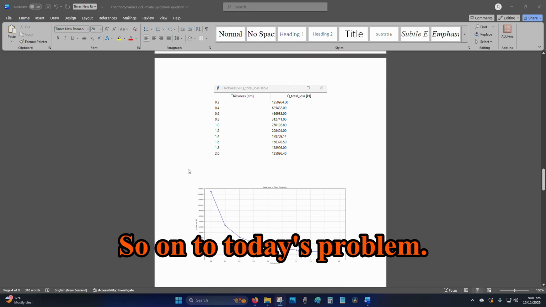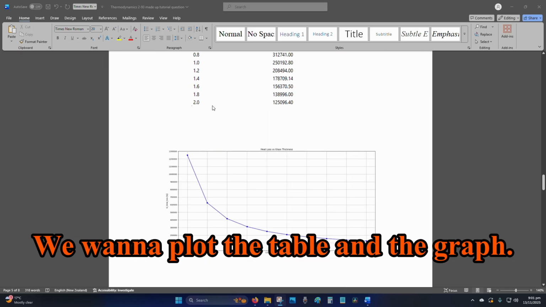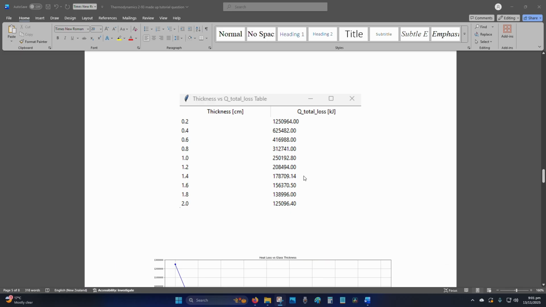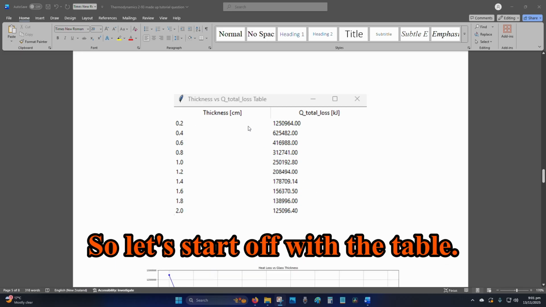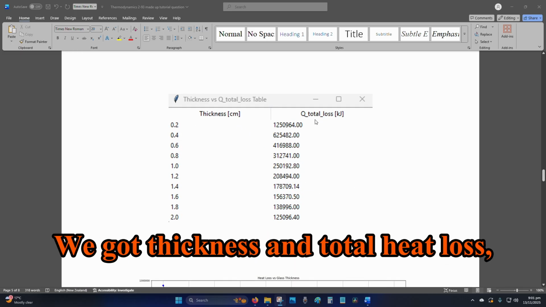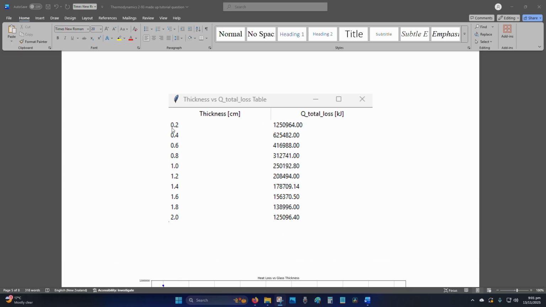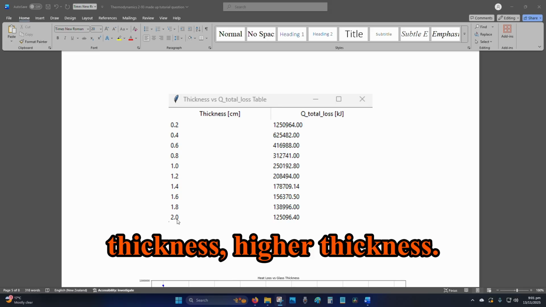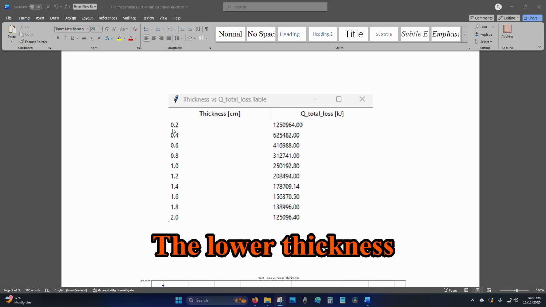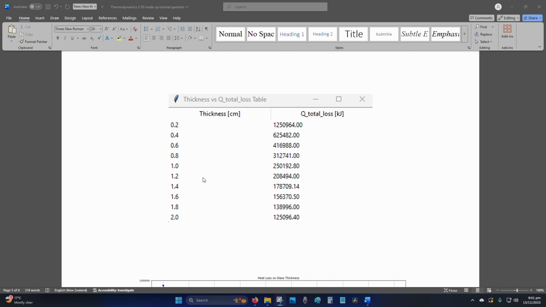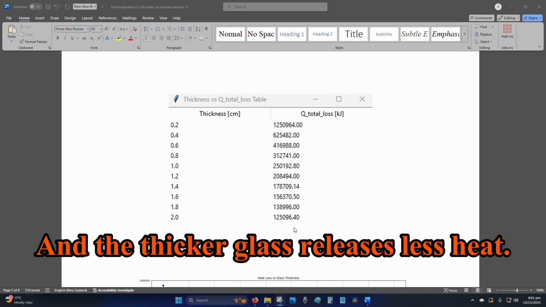So on to today's problem. We want to plot the table and the graph. So let's start off with the table. We got thickness and total heat loss, centimeters and kilojoules respectively. We've got lower thickness, higher thickness. The lower thickness releases a lot more heat, so a lot more heat loss, and the thicker glass releases less heat.